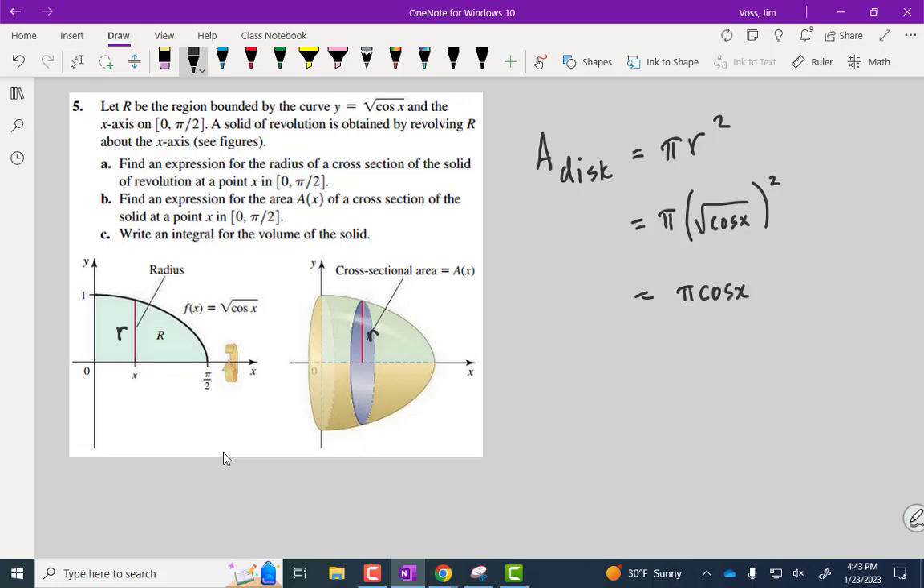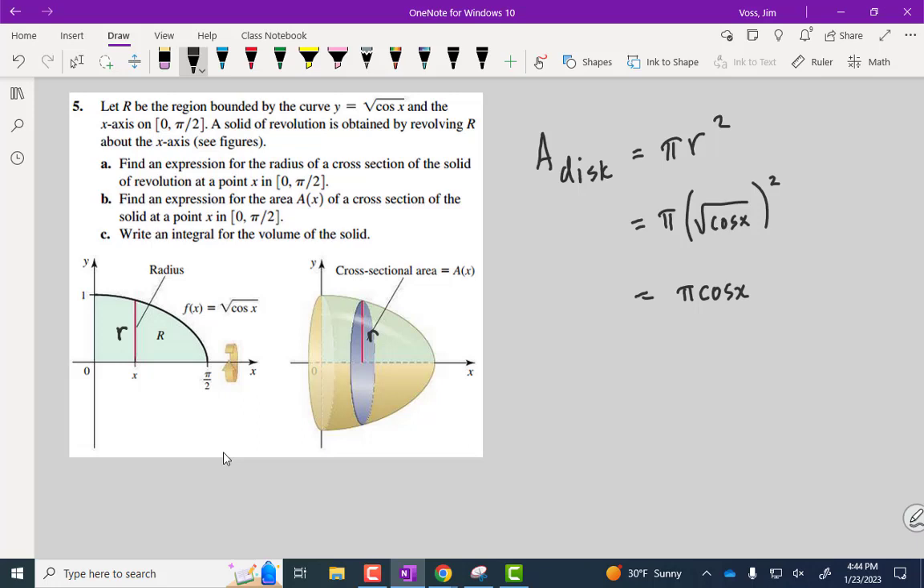So voila. That formula right there, that function is going to give us the area of the disk at x. So when we look at this solid object here, we can imagine all these disks that are stacked next to each other. The disk here at the end should have an area of what? 0. Let's check. If we plug in pi over 2, cosine of pi over 2 is 0. So yeah, that works, right?